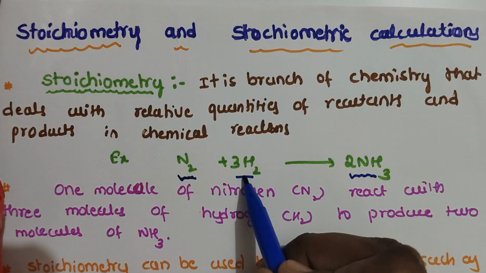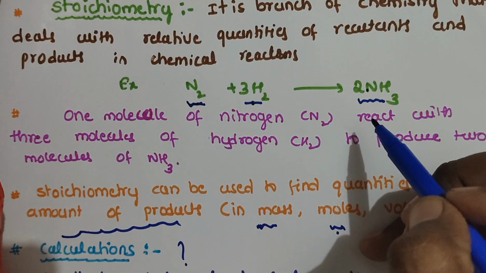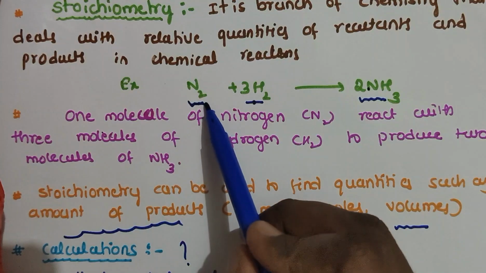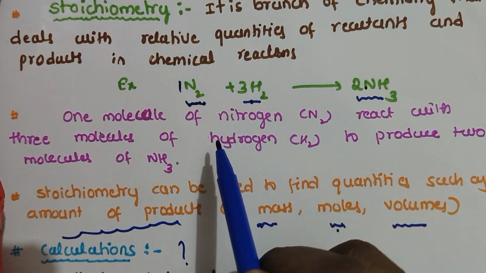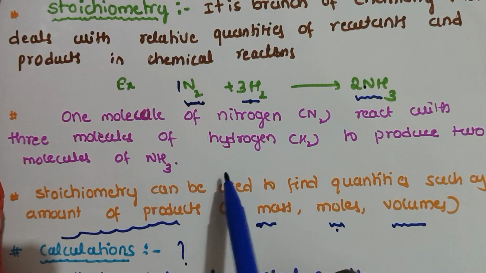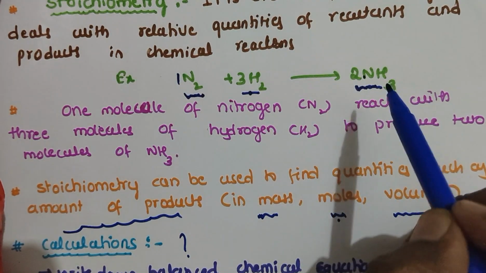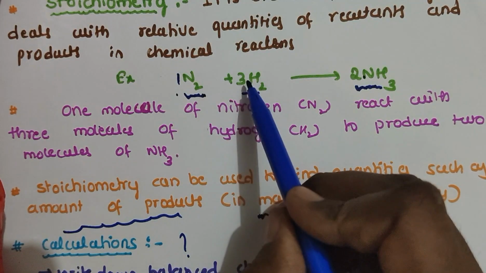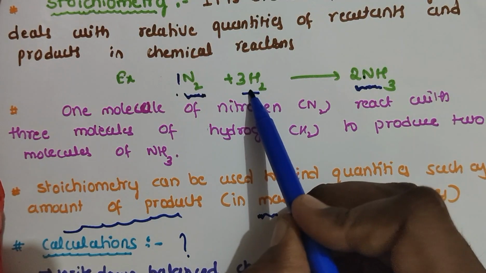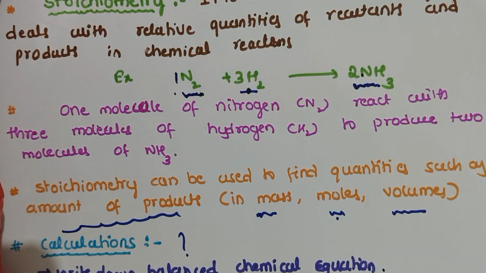Nitrogen reacts with hydrogen to give ammonia. Here, what is the relation? One molecule of nitrogen reacts with three molecules of hydrogen and gives two molecules of NH3, in terms of molecules. Or 1 mole of nitrogen reacts with 3 moles of hydrogen and gives 2 moles of ammonia, in terms of moles.